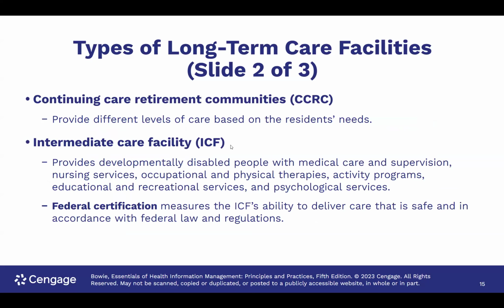And again, these may be classified depending on the number of beds, type of care provided, as continuing care retirement communities, intermediate care facilities, if somebody is developmentally disabled, and what have you. And the services will vary based on the type of licensure and other factors that a facility has.